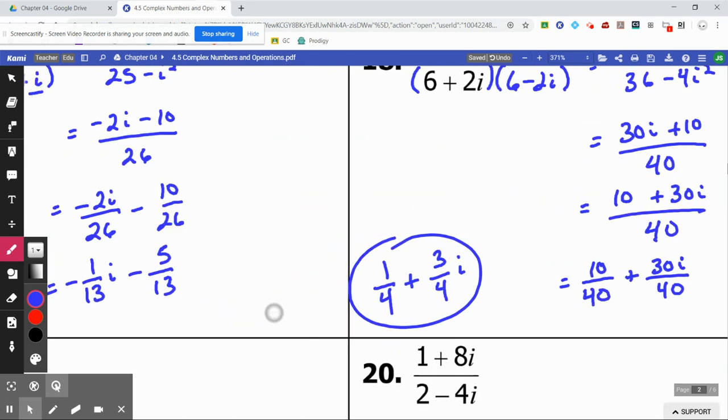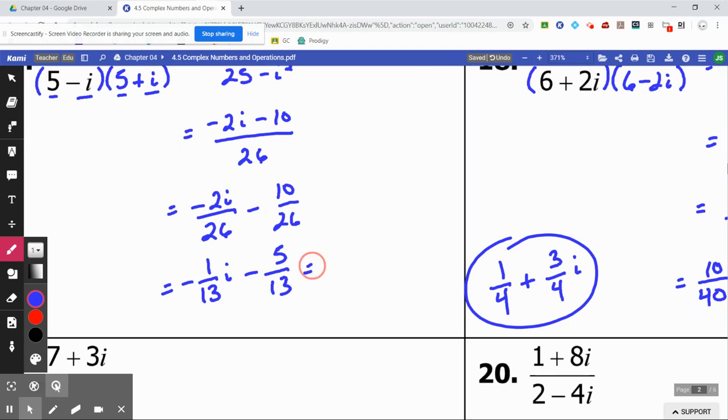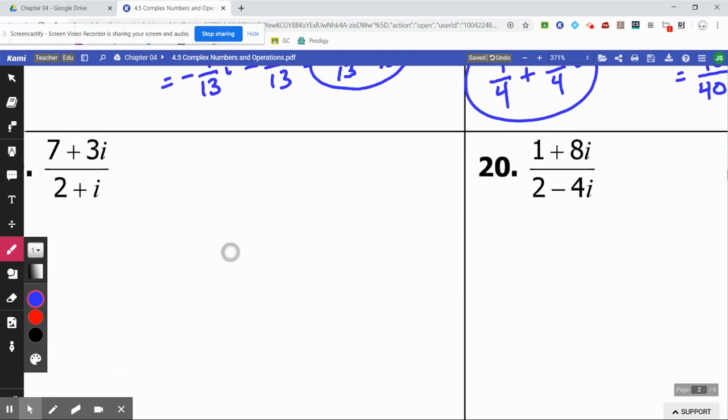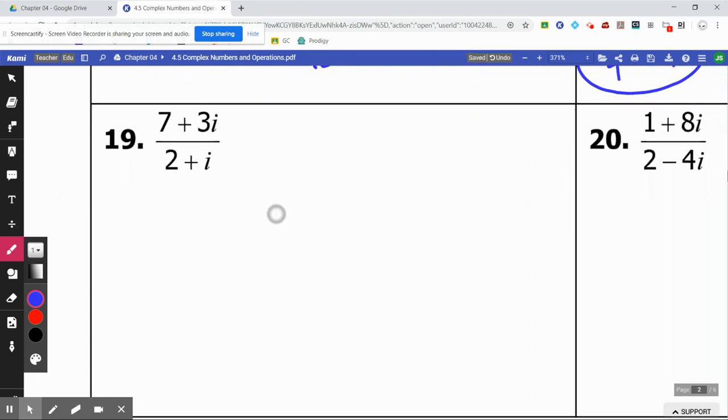Now working that problem just reminded me on that last one, those two should have been flip-flopped. That should have been negative 5/13 minus 1/13 i. They're both right, but you do want to put your real part first when you solve these.